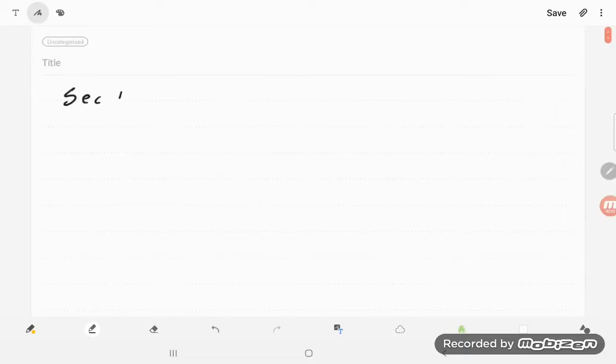So this is section 5.2, and we repeat the log rule for integration.